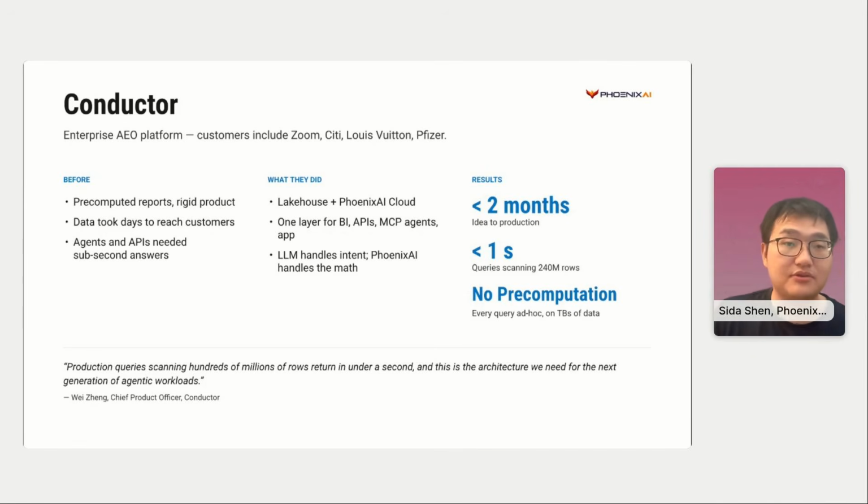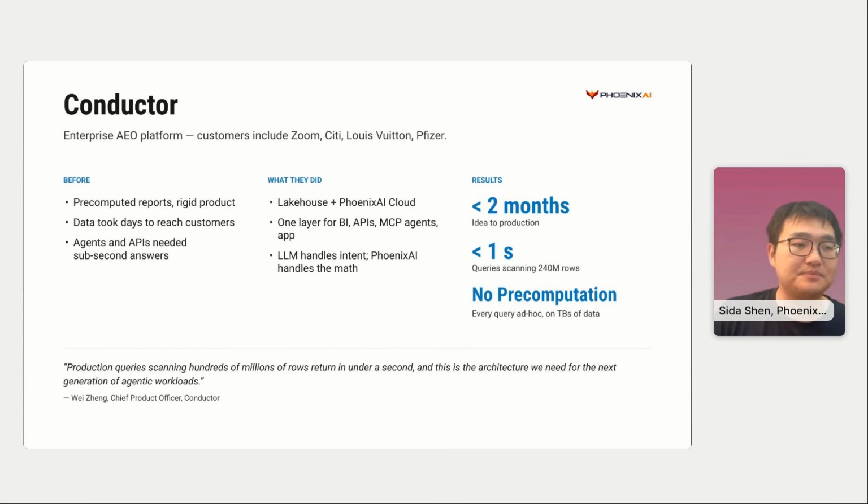And the result was, from the idea of having an agentic agent that answers questions to the point that it went into production, the whole thing took 2 months, because there's no pre-processing they needed to do. They have their data in their lakehouse and just point the database to it, and that was it. Most of the time was building the application. And the query typically scans hundreds of millions of rows. This is not a table that has 100 million rows. Scanning hundreds of millions of rows takes less than 1 second, and 100% of their queries are ad hoc.